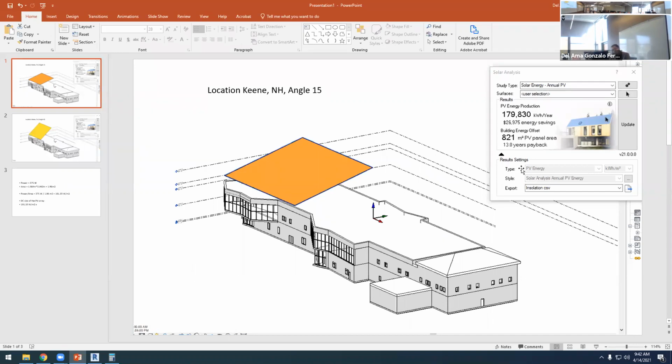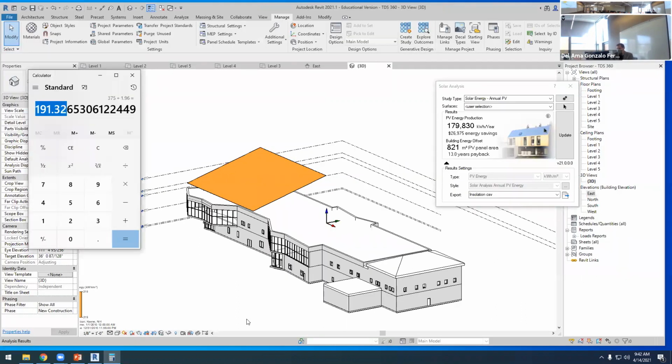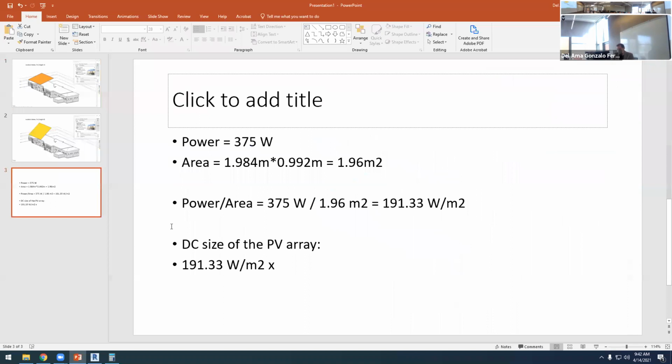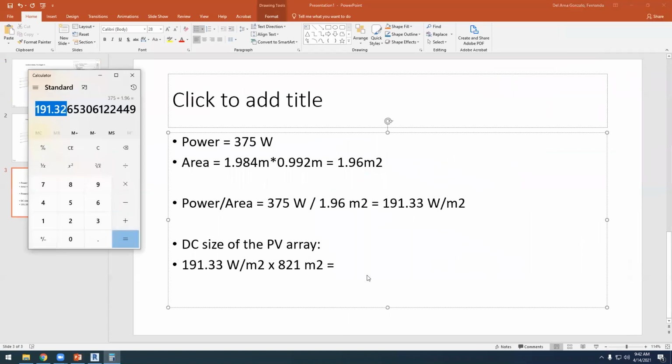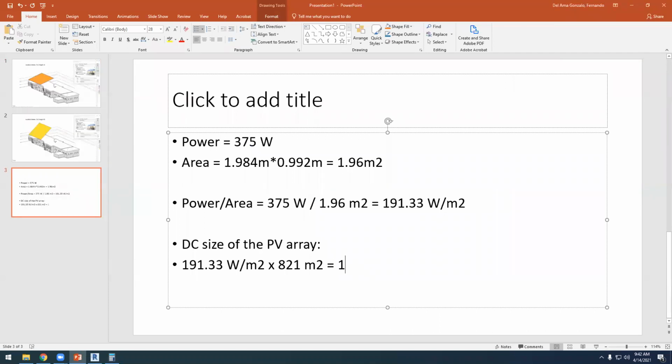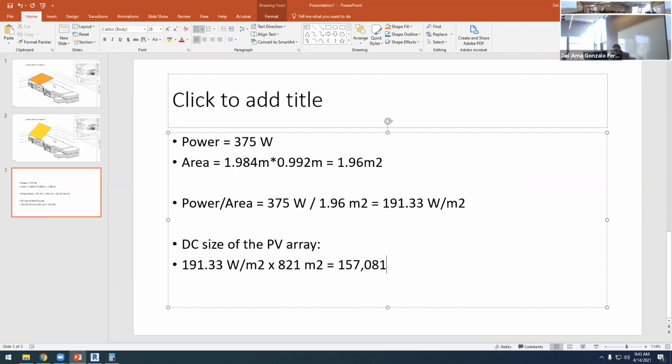800 square meters? Yeah, might be. Okay, so that will be 821 square meters. So that would be 157,081.93. Yes, 157,081.93.